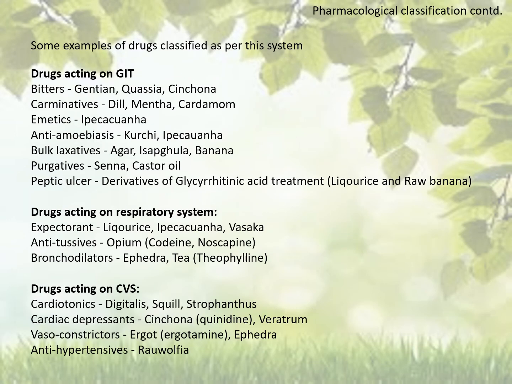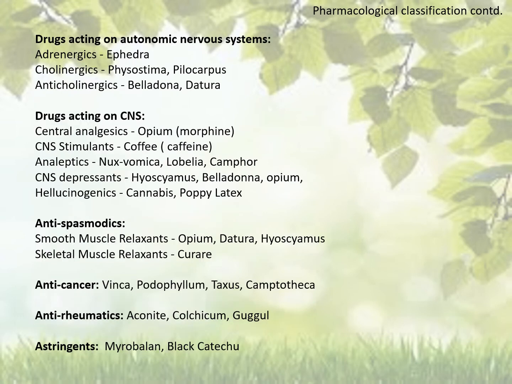These are some examples of this classification. Like, all crude drugs acting on the GIT are grouped together. All crude drugs which are used in respiratory disorders are grouped together. For example, licorice, Vasaka, and Ipecac have expectorant property. They are put together under the category of expectorant. These are examples of drugs acting on the autonomic nervous system, CNS, antispasmodics, anti-cancer, astringents, etc.